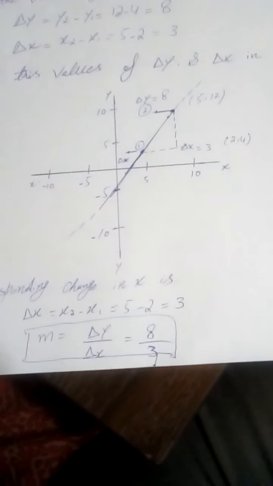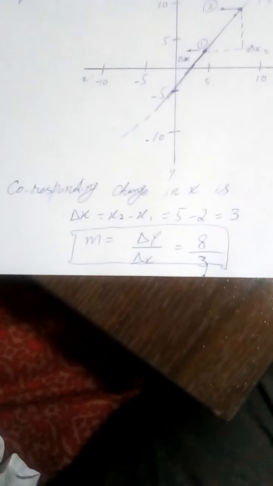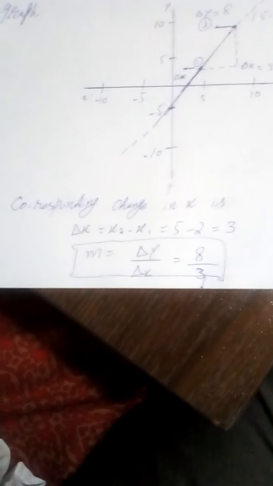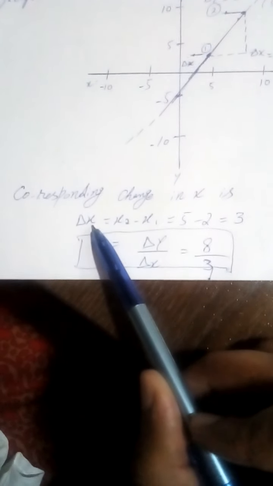It is very easy, not a very difficult thing. You can understand easily if you know the previous lectures. The next is the formula for the change in x, which we have already discussed when studying delta y's value. Delta x is equal to x2 minus x1, 5 minus 2, which becomes 3. We have already done this.